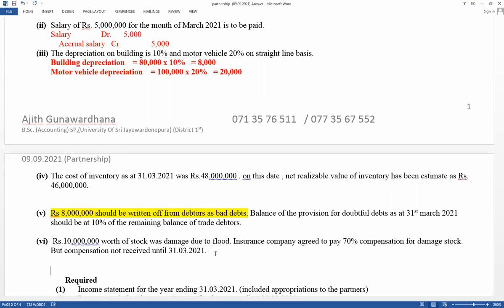Damage උනාට ඔක්කොම expense එකක් වෙන්නේ නැහැ බලන්න. Damage වෙන්නේ purchase කරපු. Therefore, it should be adjusted under cost of sales calculation also. But insurance company agreed to pay as a compensation. Think 10,000 worth of goods stock was damaged due to flood. Insurance company agreed to pay 70% compensation for damage stock. But compensation not received until 31st March 2021.